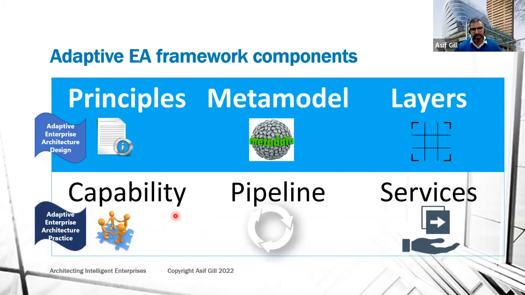comes here, and that can generate different architecture products and services, what we call a pipeline. And those services are being consumed and available for our enterprise. So really, this is about the practice of architecture. This is about the design of the architecture.